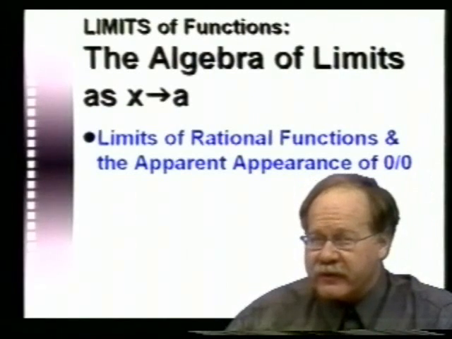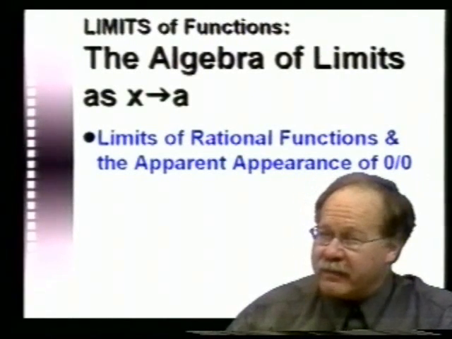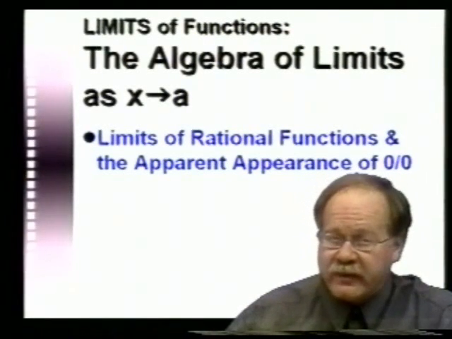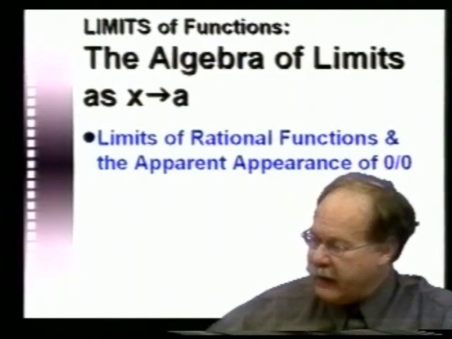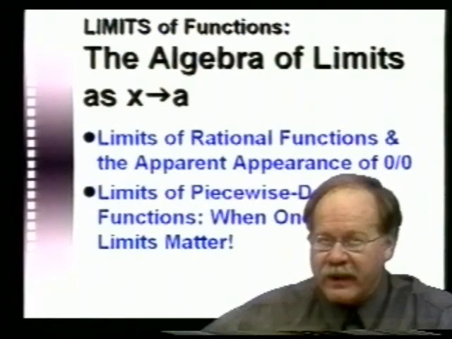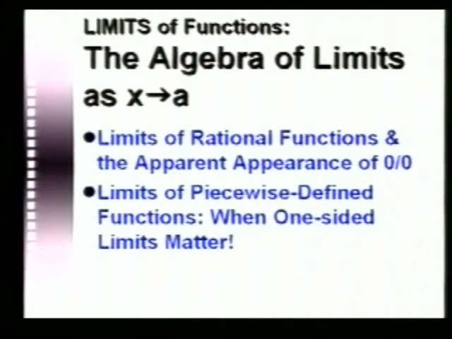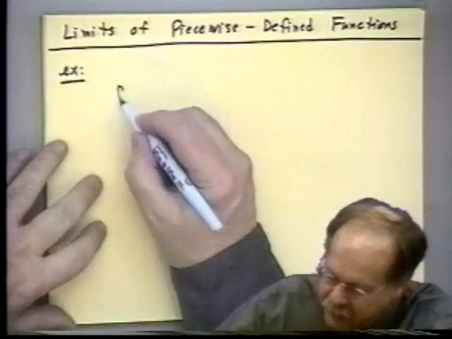Now that we've looked at the limit of rational functions and the apparent appearance of that 0 over 0 indeterminate form, and we will see other indeterminate forms, by the way, now it's time to look at the cases where we look at limits of piecewise defined functions. Now these are functions where one-sided limits make a large difference, so we need to pay attention to them. We've seen them before, but now we're going to look at a very specific example. So let's look at this example.